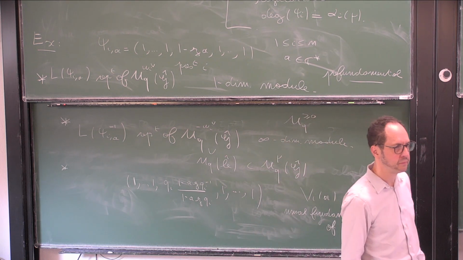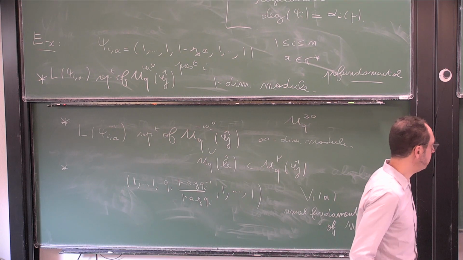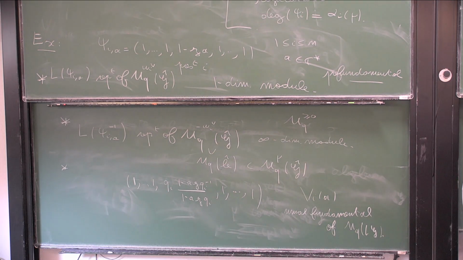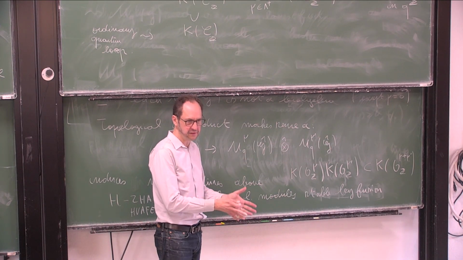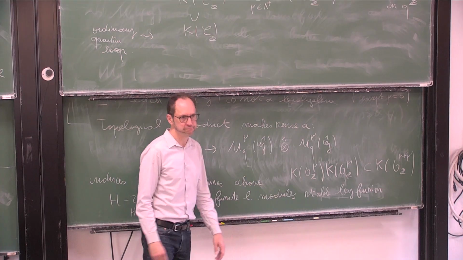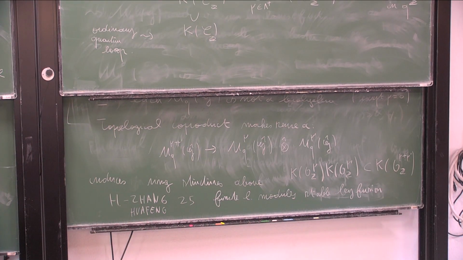Is this theorem with Huafeng proved on the level of categories or on the Grothendieck ring? It uses the category, but in fact, the statement for the category reduces to the Grothendieck ring. Being finite length is something that you detect on the class in the Grothendieck group. So that's the same.